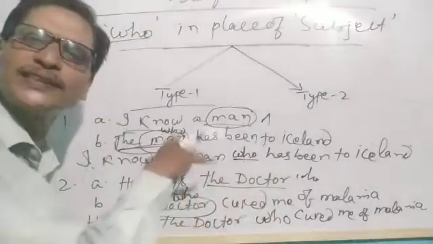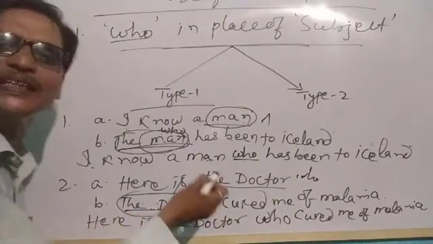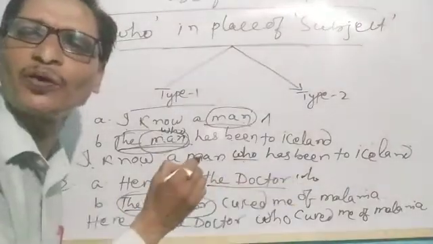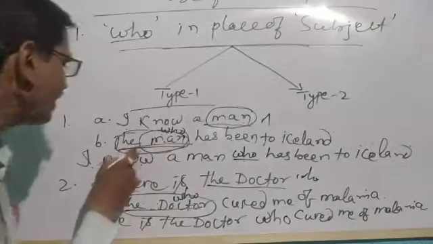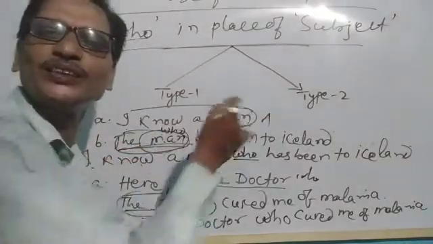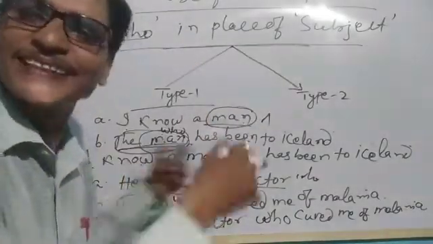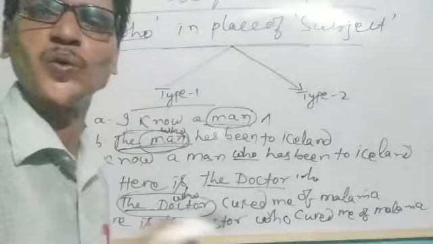Okay. Now did you understand this? We are adding the second sentence with the first sentence using a relative pronoun. This is the difference. We are taking the second sentence and adding it with the first sentence using a relative pronoun, which is only type 1. Let's discuss type 2. Okay?